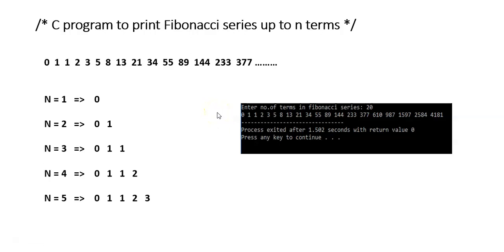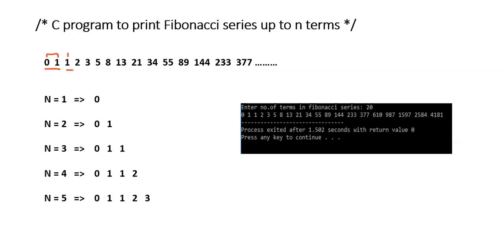In this video, we write a C program to print a Fibonacci series up to n terms. First of all, we see what is a Fibonacci series. A Fibonacci series starts with two values 0 and 1, and then the next value is calculated by adding previous two values. That means 0 plus 1, we get value 1.